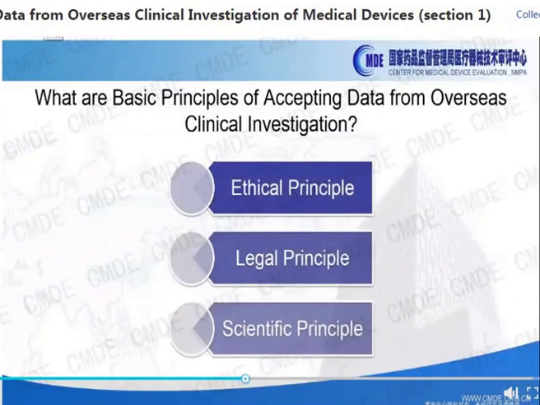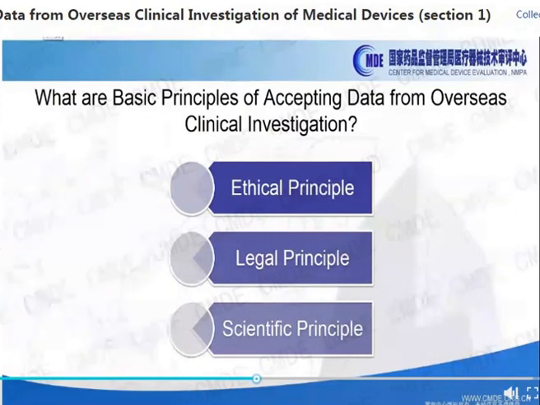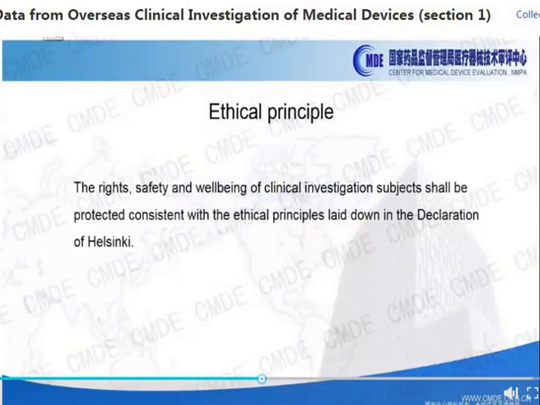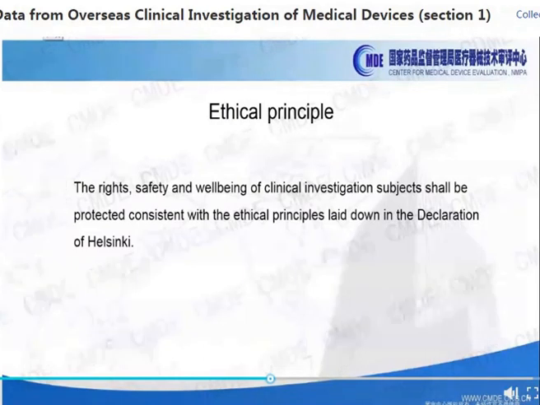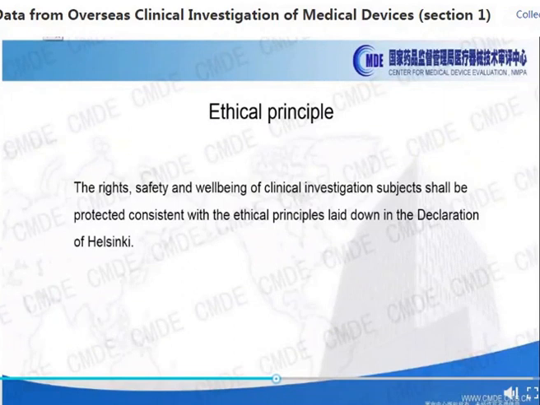What are the basic principles? There are 3 basic principles for accepting data from overseas clinical investigation: ethical principle, legal principle, and scientific principle. The first one, ethical principle. As a general principle, the rights, safety, and well-being of clinical investigation subjects shall be protected consistent with the ethical principles laid down in the Declaration of Helsinki, as well as the applicable regulatory requirements or other relevant standards.